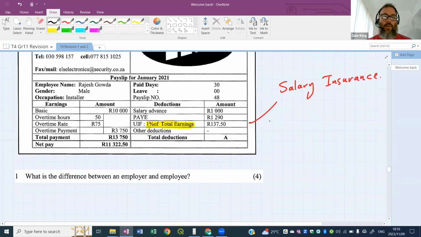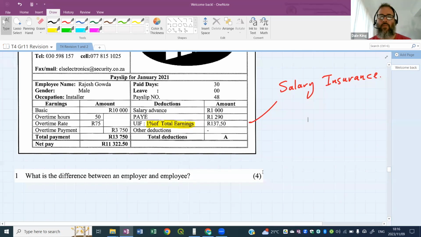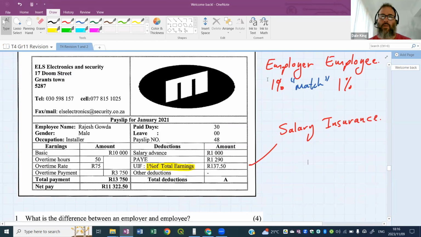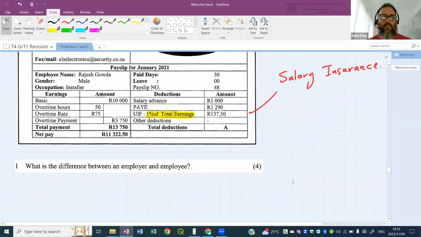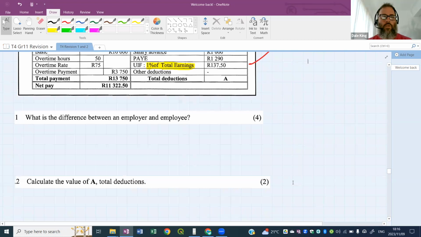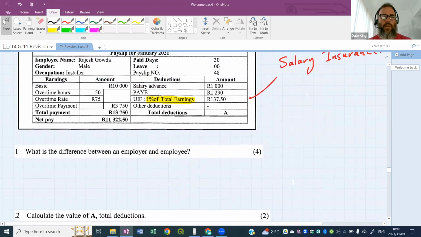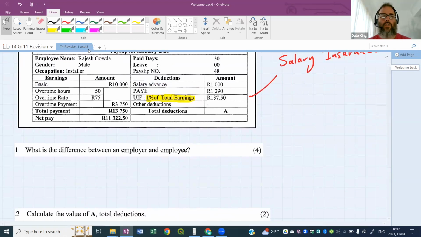Funny enough, in this exam, this is a provincial paper, or I think it's a national paper, they gave 4 marks for this, so 2 marks for each point that you make. The employer is the one that has the job and employs the employee to work for him in that job. As long as your sentence makes sense, you'll get all 4 marks for that. Easy money. All right, let's go on to number 2. Number 2 says calculate the value of A, the total deductions.